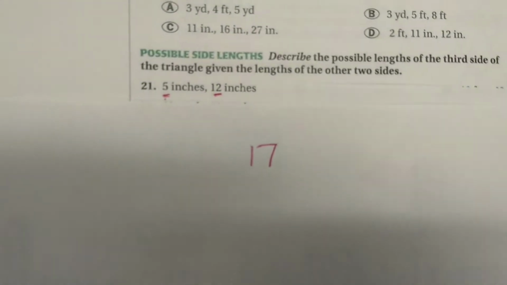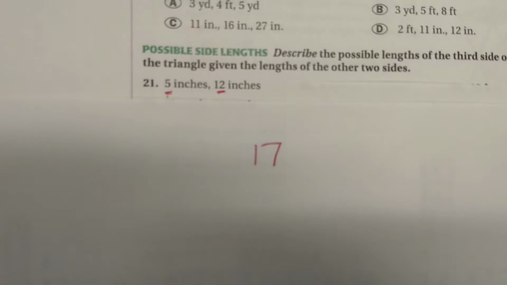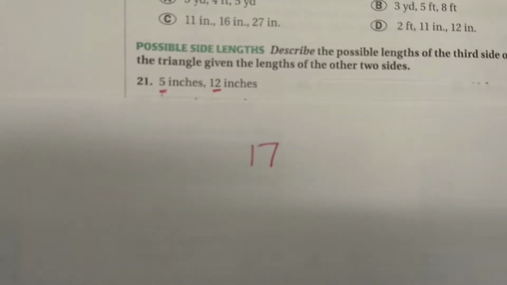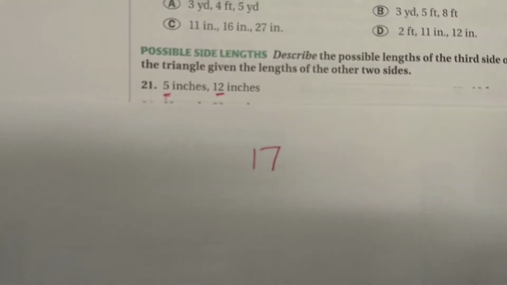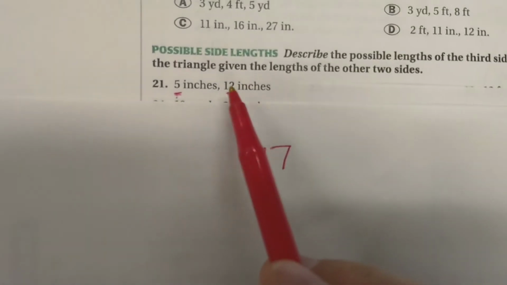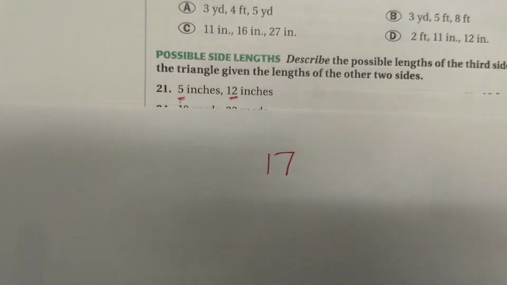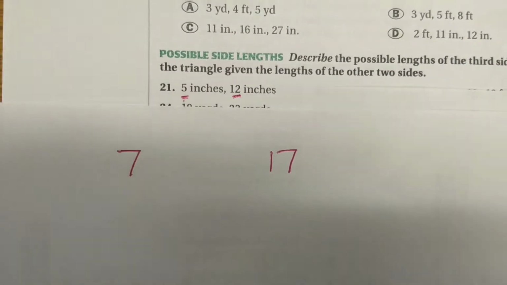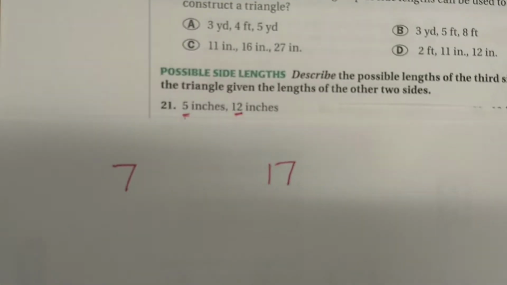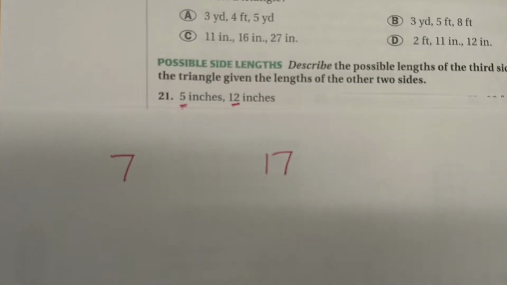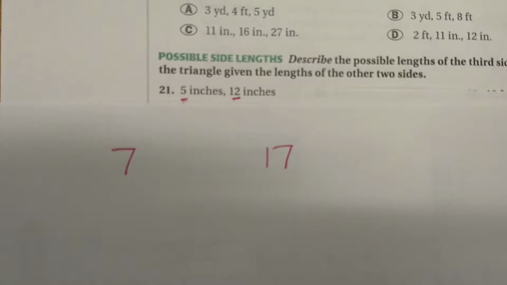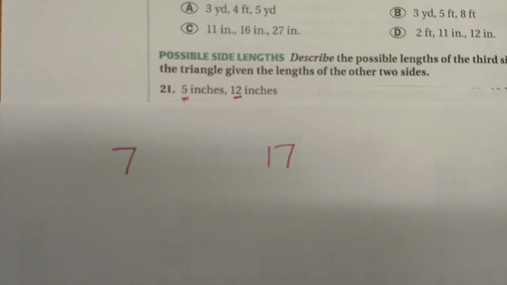The largest the third side could possibly be would be 17. Actually, it has to be just slightly less than 17. If I take 12 and subtract away 5, the lowest or smallest that third side could be is 7. And in fact, it has to be actually a little bit larger than 7.